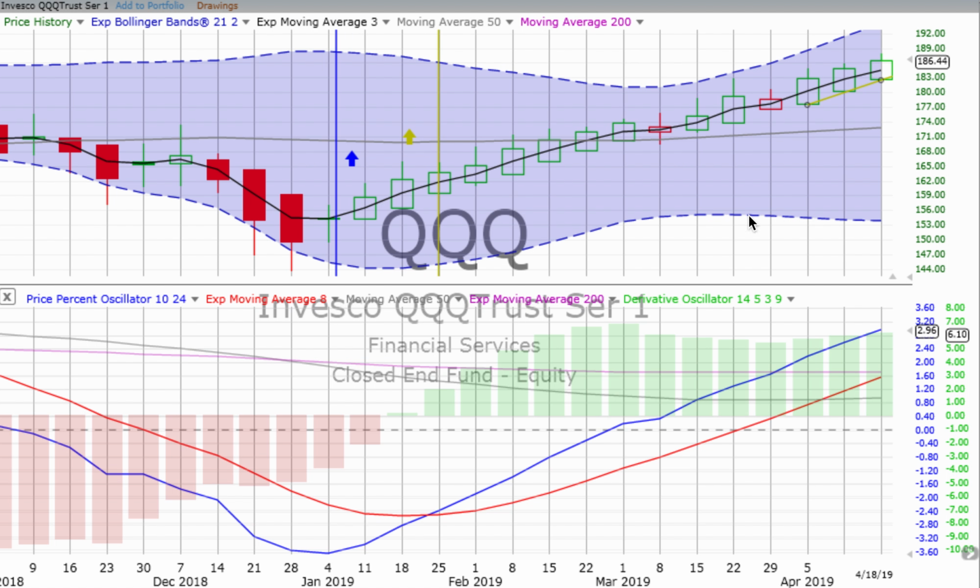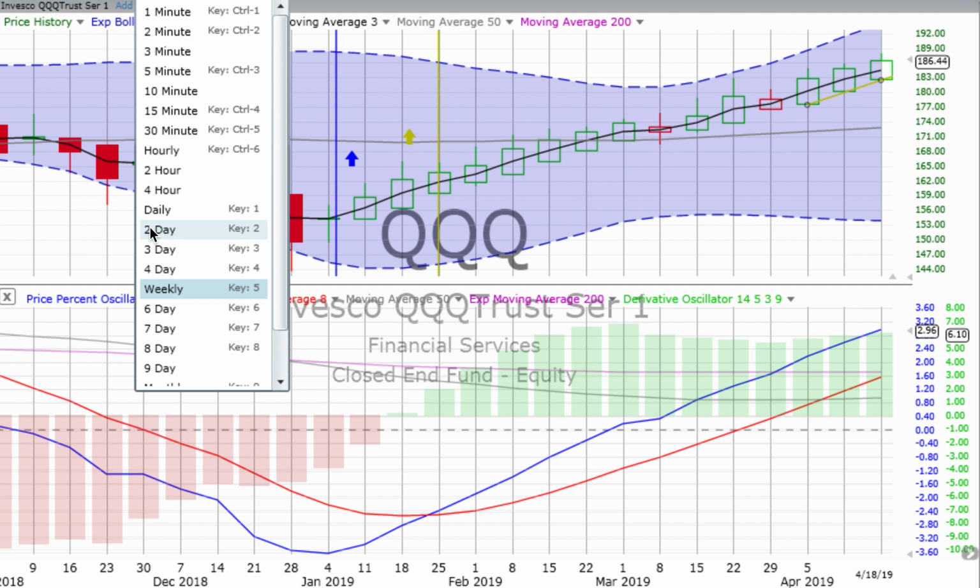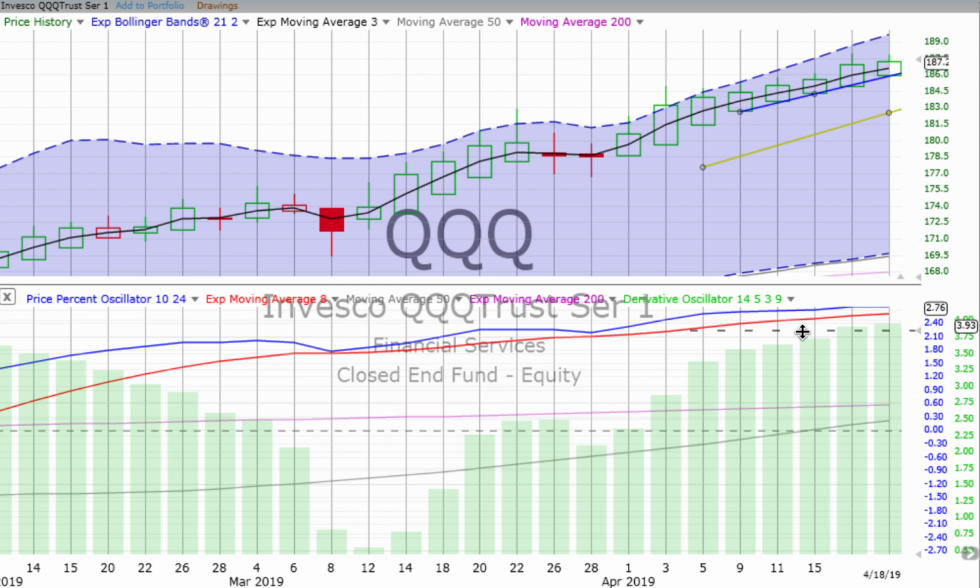Now, we go to the Qs and we see something different. We see a nice up movement, 3 candles connected. Again, we like to see that on our trend lines. We see the price percent oscillator gaining upward momentum, derivative oscillator heading up also. We go from the weekly to the 2-day. What do we see there?